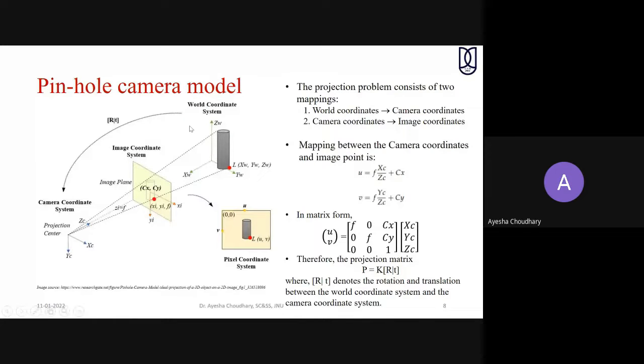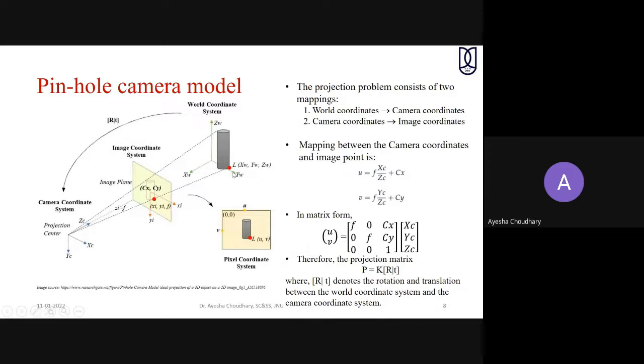However, as we can see, the camera coordinate system and the world coordinate system are related by rotation and translation. Therefore, the complete projection matrix is a combination of K, the matrix of internal parameters, and R and T, which relate my XYZ in the camera coordinate system with the XYZ in the world coordinate system. So this is how my projection works.